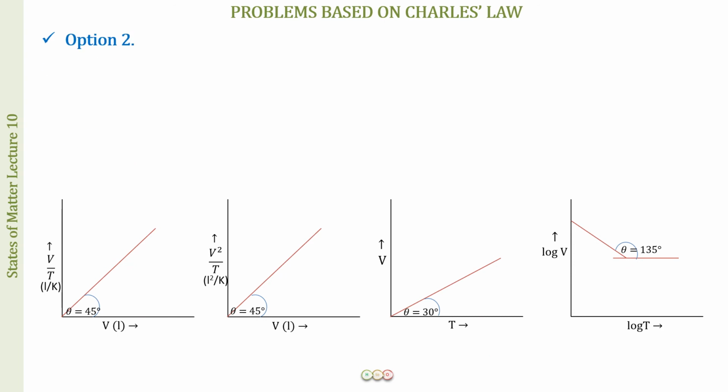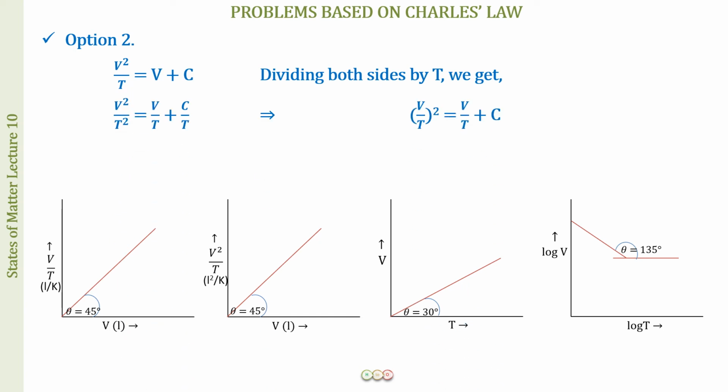So option 2, what we have is that on the y-axis we have V square by T, and on the x-axis we have V, and the value of theta given to us is 45 degrees. So we will again put all values into the straight line equation, which is going to be V square by T equal to V plus C. Now what we will be doing is dividing the whole equation throughout by T. And what we will be getting is V square by T square equal to V by T plus C by T.